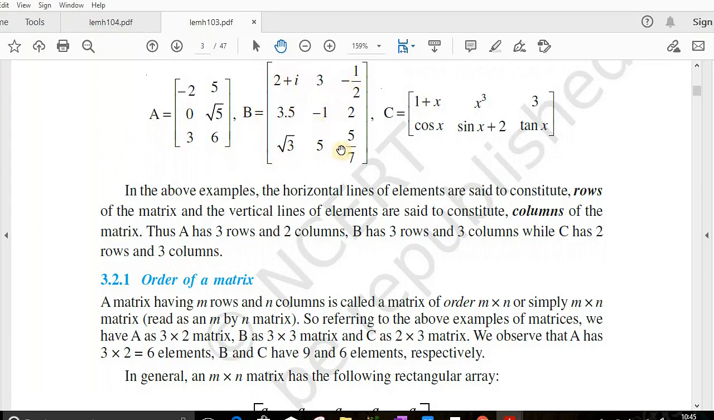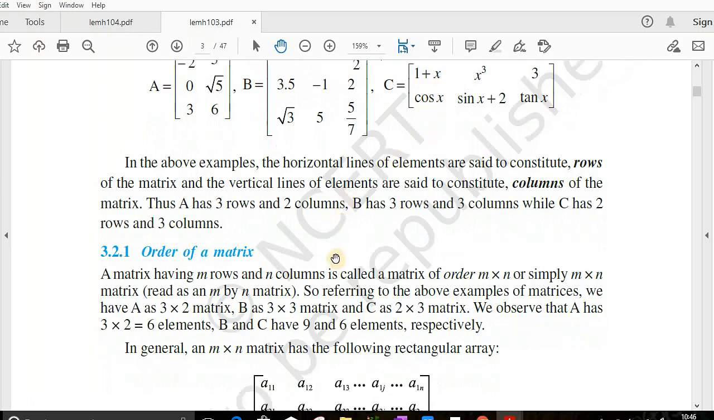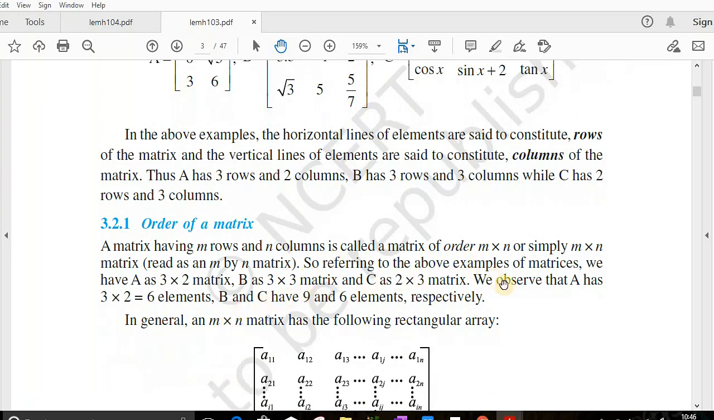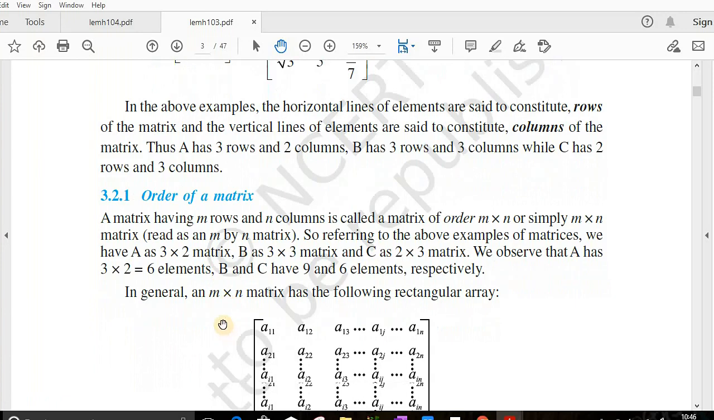Okay, here there are rows 1, 2, 3 and columns 1, 2, 3. So this matrix is of order 3 by 3. This matrix is of order 2 by 3. Observe that A has 2 into 3 = 6 elements, B has 9 elements, and C has 6 elements. So if we know the order of a matrix, we can say how many elements are there in the matrix. If the order of a matrix is m by n, there will be mn elements in the matrix.